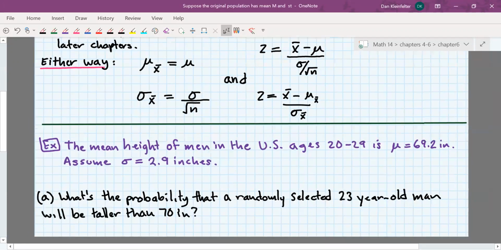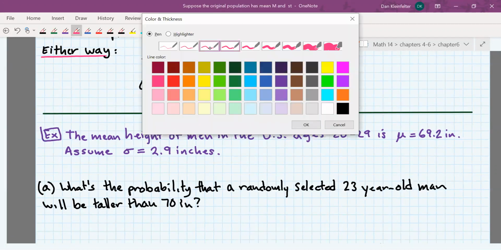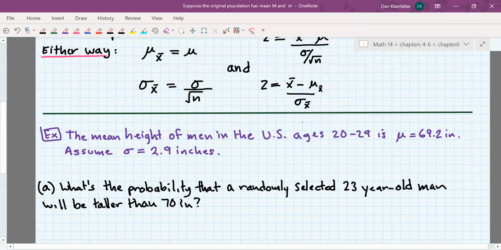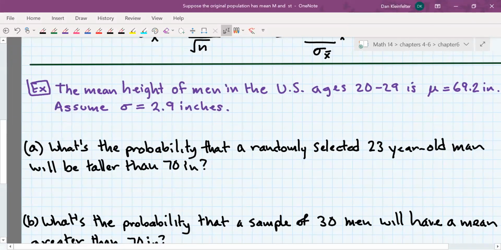So let's try. Here it says the mean height of men in the US age 20 to 29 is 69.2 inches, and we assume that we somehow know the population standard deviation is 2.9 inches. Let's say that we'd like to know the probability that a randomly selected 23-year-old man will be taller than 70 inches. So this question is about a single 23-year-old man, which means it's more like an earlier chapter 6 question.